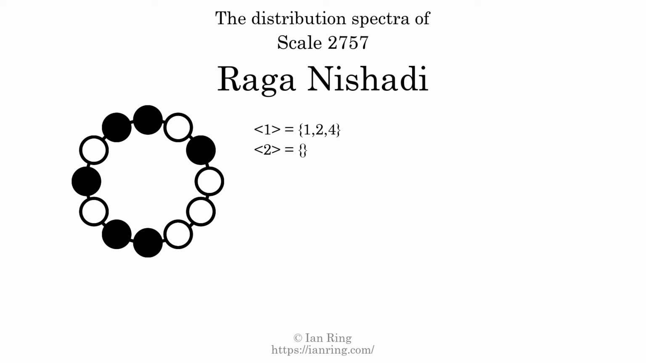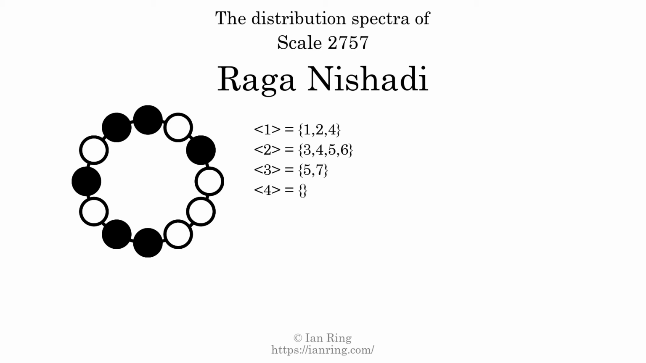The generic interval of 2 scale steps comes in 4 different specific interval sizes: 3 semitones, 4 semitones, 5 semitones, and 6 semitones. The spectrum width of this generic interval is 3. The generic interval of 3 scale steps comes in 2 different specific interval sizes: 5 semitones, and 7 semitones. The spectrum width of this generic interval is 2.